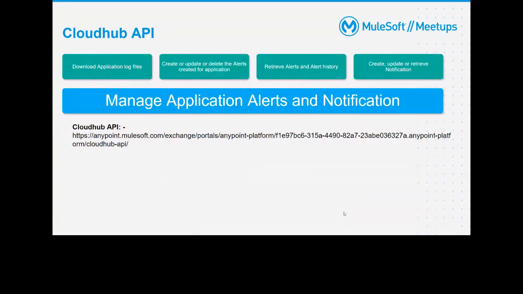Apart from that, it also manages the application alerts and notifications. So basically, you can create out-of-the-box alerts on Cloud Hub. You can update the alerts, you can remove the alerts, you can retrieve the alerts history, and you can create, update, and retrieve notifications. So here is the link for this particular Cloud Hub API. You can go to the Cloud Hub API developer portal.